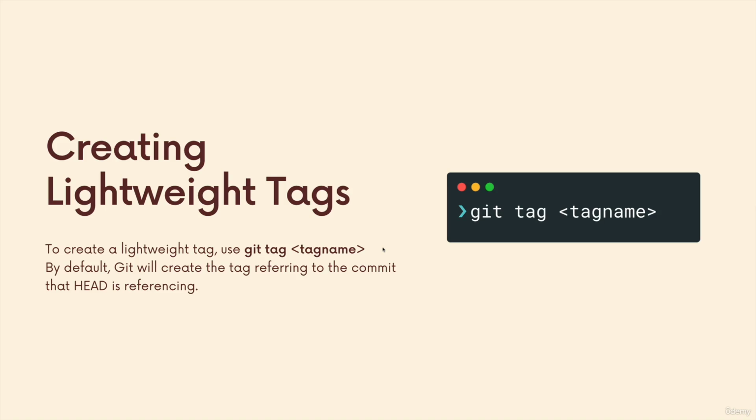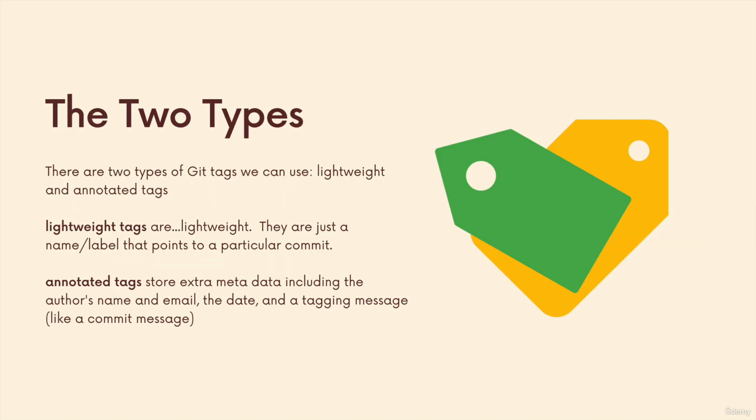Next up, we'll talk about creating tags. Now remember, there are two different types of tags. We'll talk about both of them. They're both very easy to make. There's lightweight tags, which are just a piece of text referring to a commit. And then there are annotated tags that have additional metadata aside from just a name, like a lightweight tag. They also include author's name and email, the date, and a detailed tagging message.